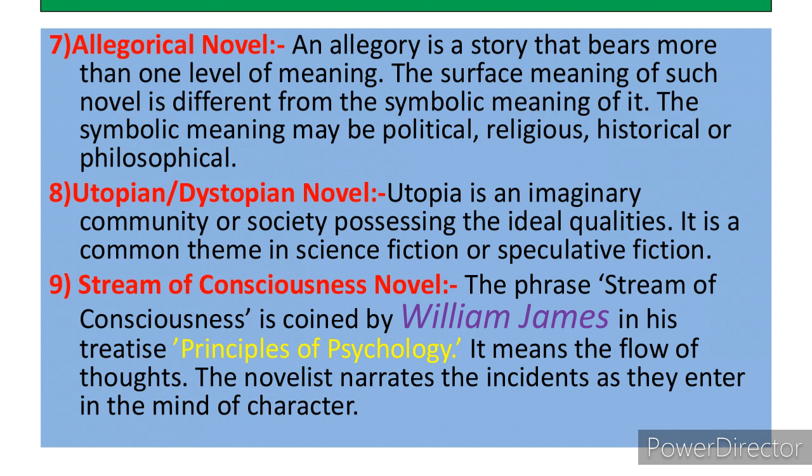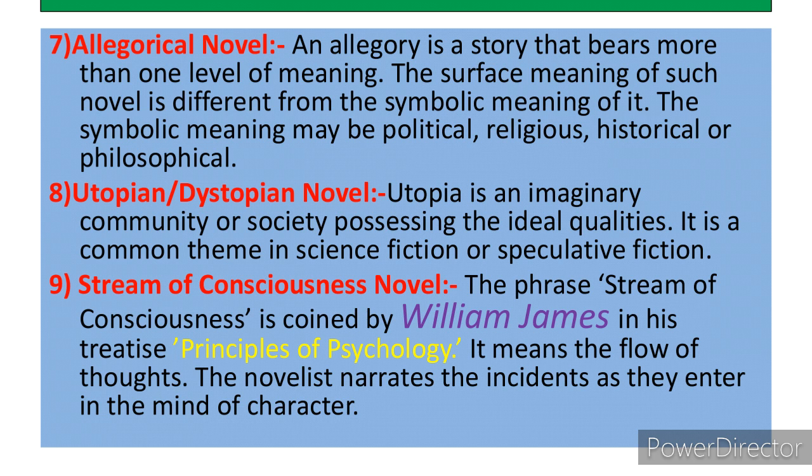Obviously, there are two meanings, the surface meaning and the implied or hidden meaning of the novel. The symbolic meaning of an allegory may be political, religious, historical, or philosophical. So when we talk about implied or symbolic meaning, it consists of political, religious, historical, or philosophical meaning. That is what an allegory or allegorical novel talks about.